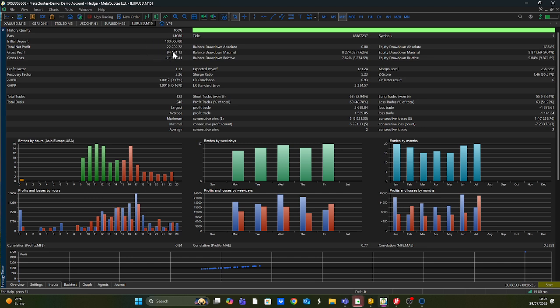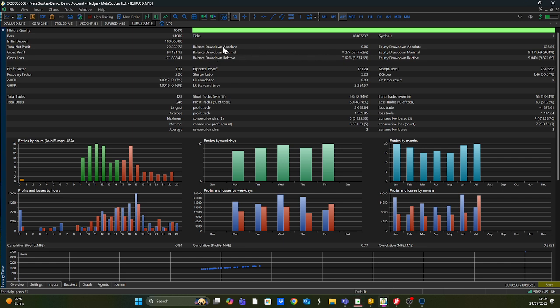The gross profit being 94k, but the gross loss being 71k. Typically, you'd want to mitigate this. In my opinion, I would want it to lose probably like 45k, because it's losing almost 100% of the total profit as well. So it's a bit too close for me.